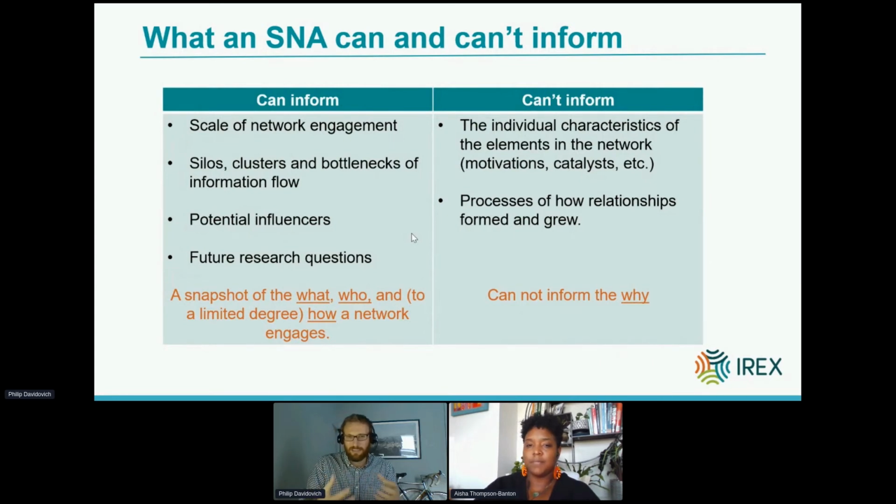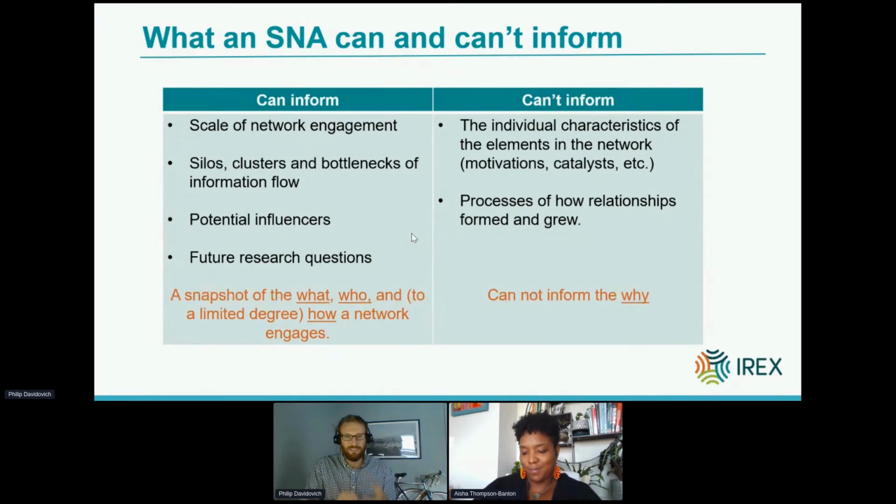And we say a limited degree because there's ways that you can understand how people are engaging in some sort of quantitative thing, whether it's bucketing types of engagement or even analyzing the engagement types in other ways. But it's really impossible to get the nuances of that engagement outside of that. So that's why we say to a limited degree of the how a network's engaging. But that's really informative. You can understand the scale, you can understand the silos, the potential influencers like those 2 reach people that we were just mentioning, and more importantly, it informs future research questions, right?